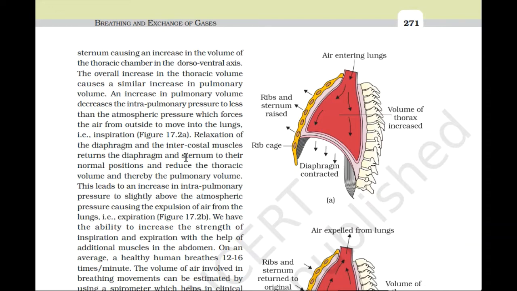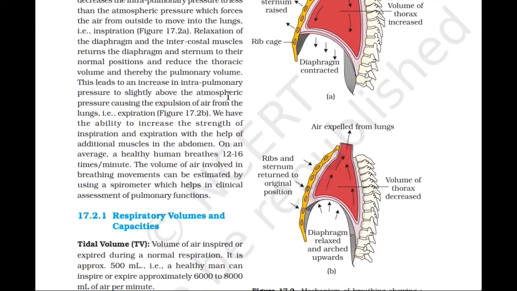Relaxation of the diaphragm and the intercostal muscles returns the diaphragm and sternum to their normal position and reduces the thoracic volume and thereby pulmonary volume. This leads to an increase in intrapulmonary pressure to slightly above the atmospheric pressure, causing the expulsion of air from the lungs, that is expiration. Figure 17.2b represents this. We have the ability to increase the strength of inspiration and expiration with the help of additional muscles in the abdomen.